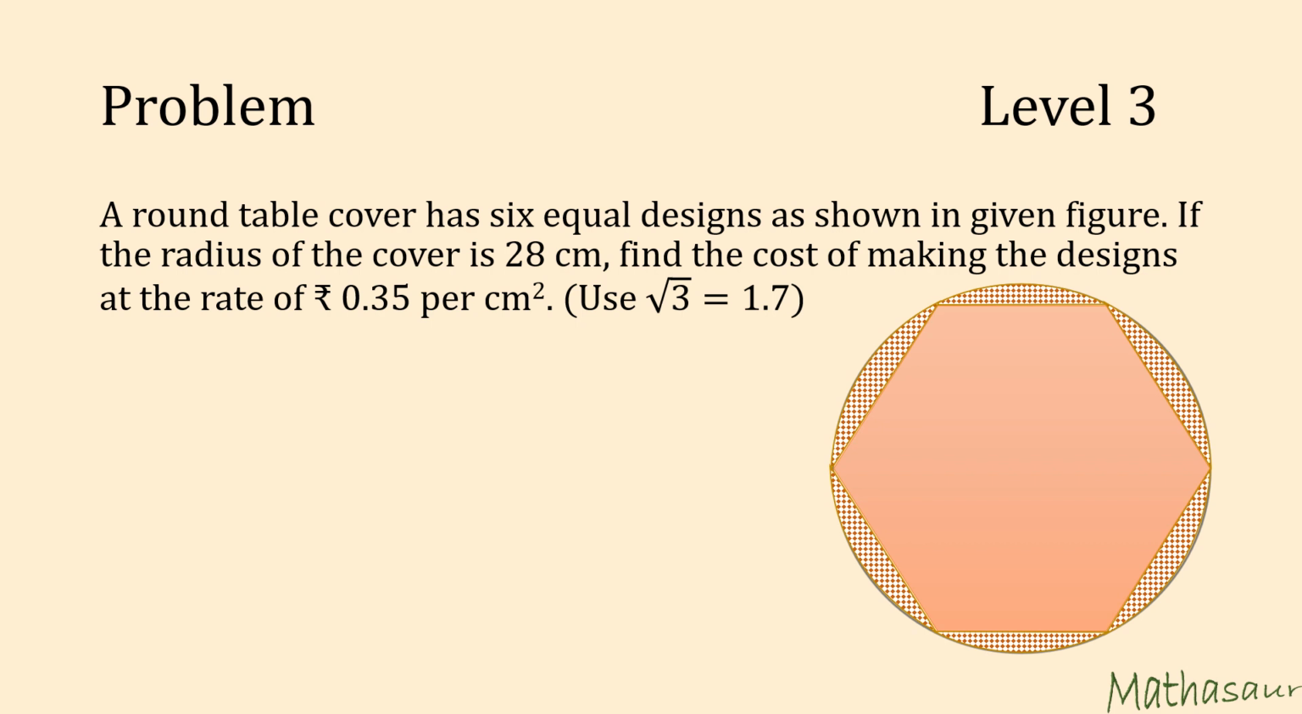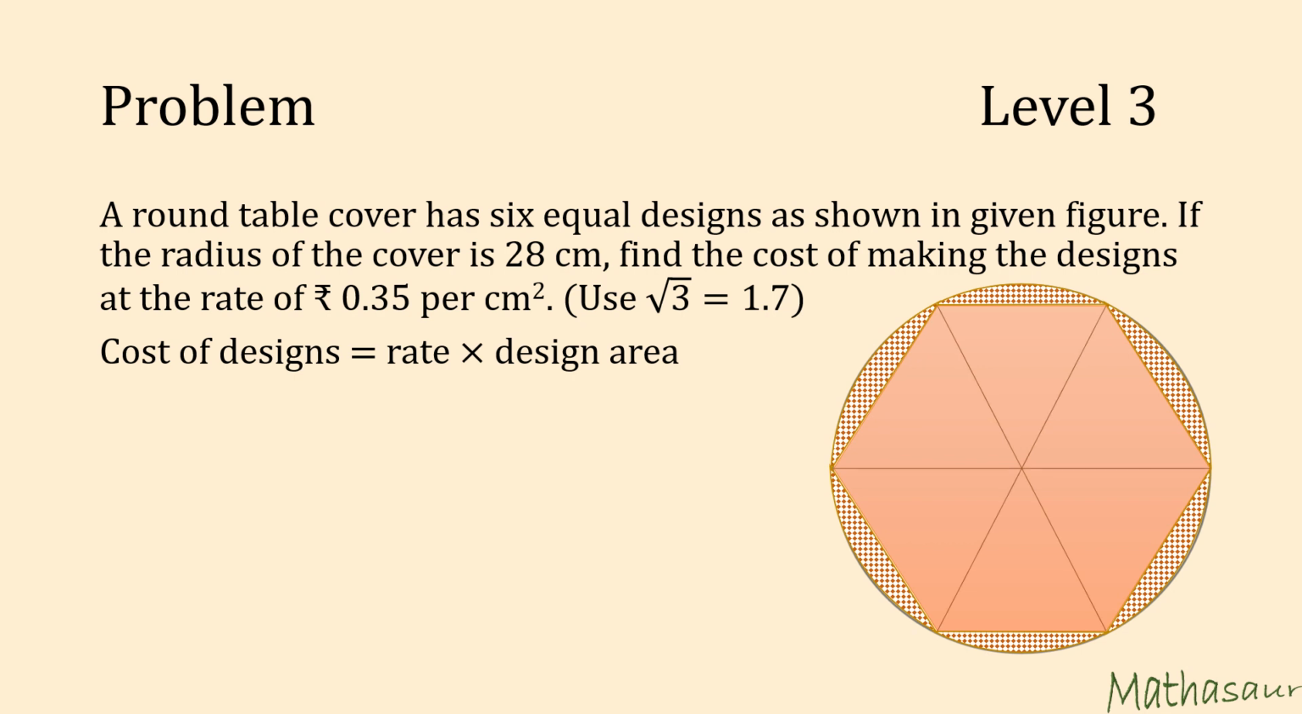A round table cover has 6 equal designs as shown in given figure. If the radius of the cover is 28 centimeters, find the cost of making the designs at the rate of 35 paise per centimeter square. Now the cost of making the designs would be equal to the rate of the design times the design area. Now we can divide this circle into 6 equal sectors. So the design area would be 6 times area of one segment.